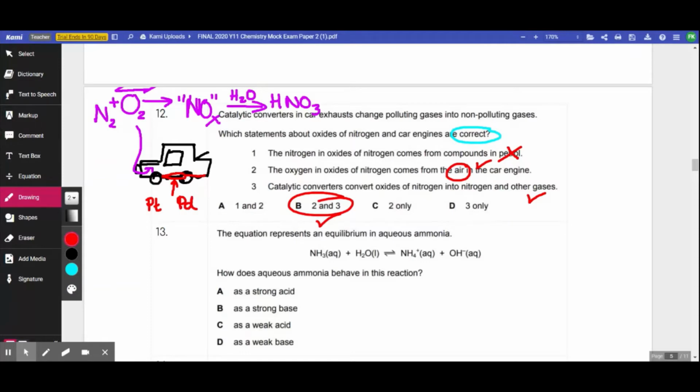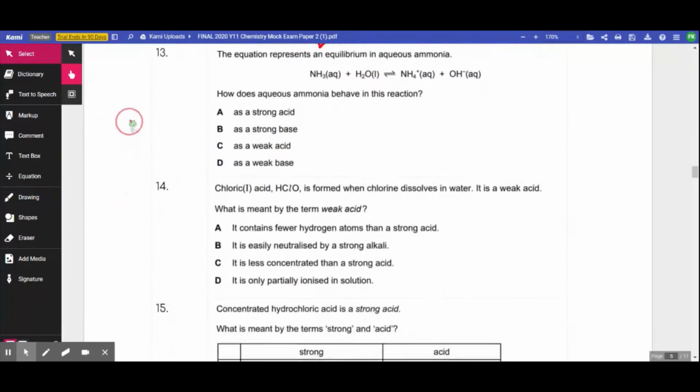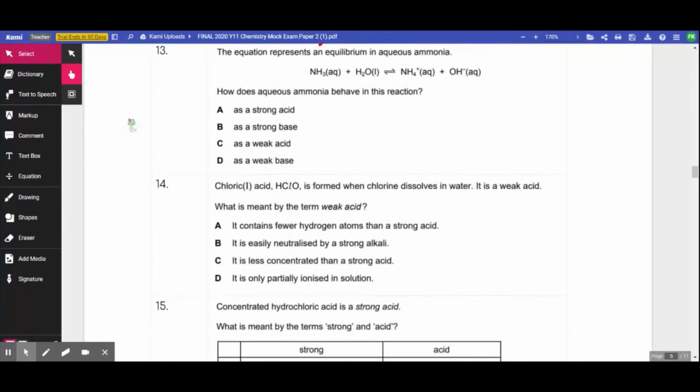So now we're going to move on to our next question. The next question is an equation that represents an equilibrium in aqueous ammonia. So if you wish to pause the video, you may do so.